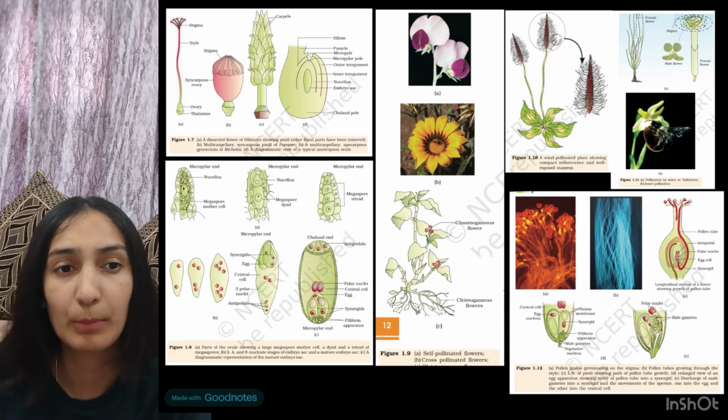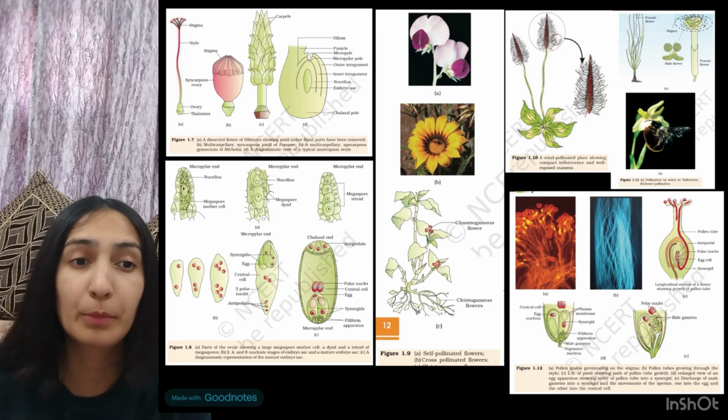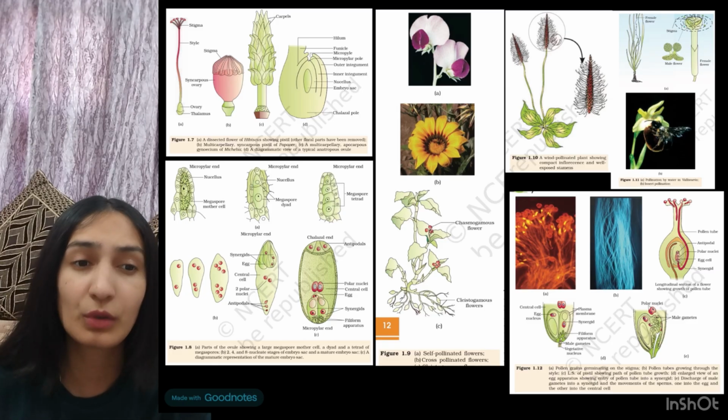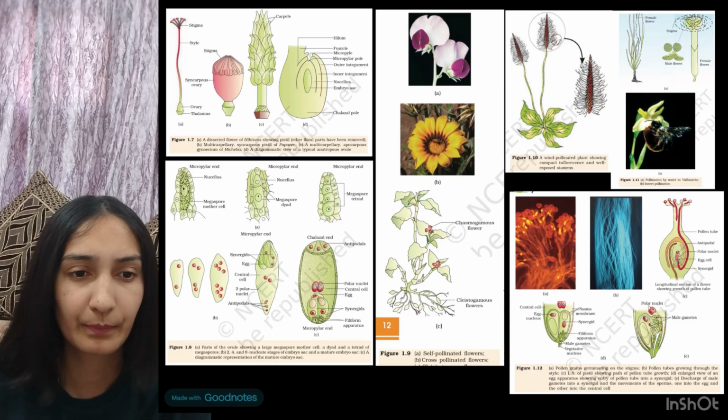So the important labelings are hilum, funicle, micropyle. We have the micropylar pole, then the outer integument, then the inner integument, then the nucellus, and then the embryo sac, and then the chalazal pole.